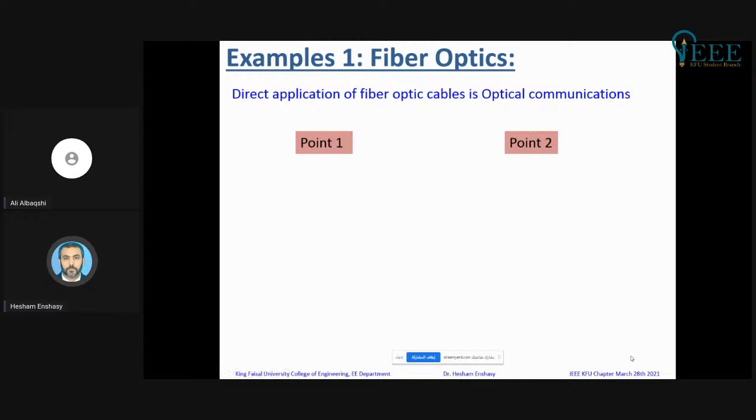So are the slides changing now? Yes, doctor, they are changing.